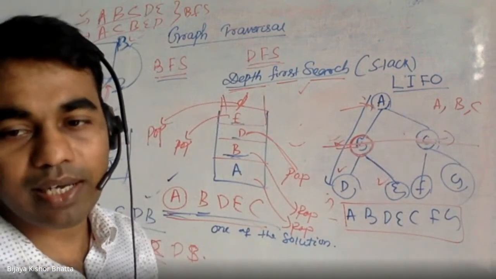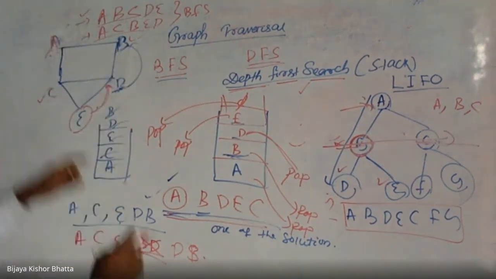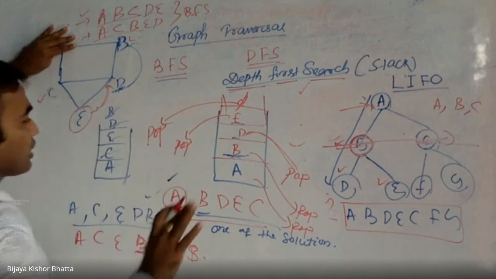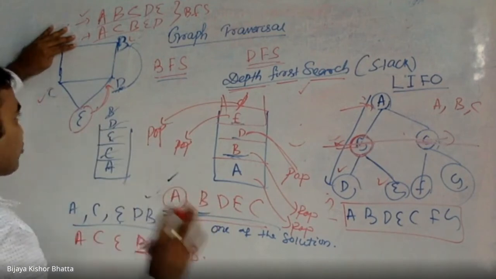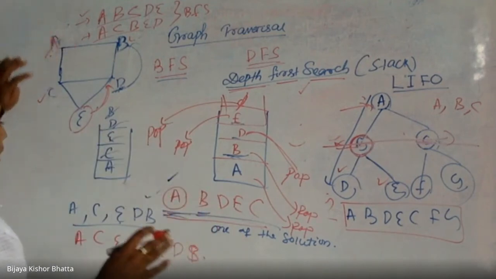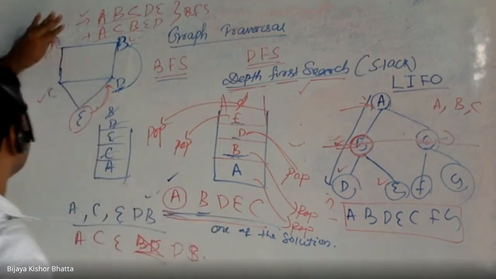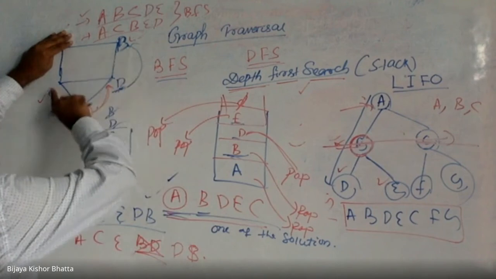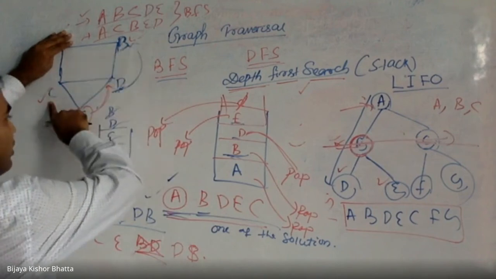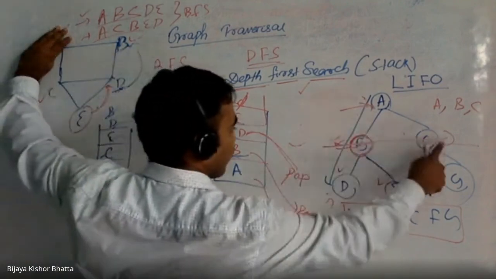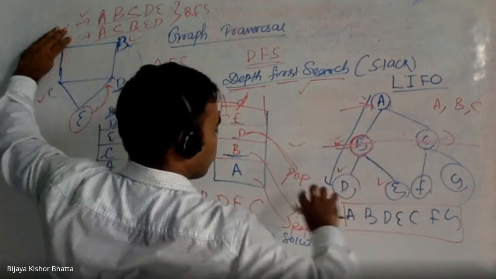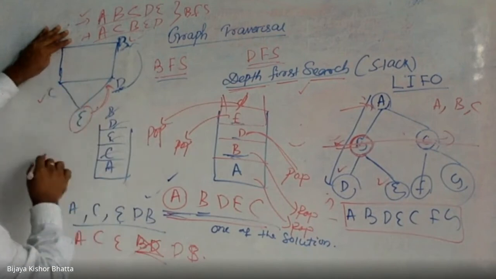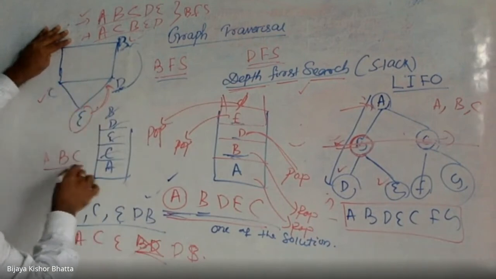B and C are adjacent to vertex A. Although B and C are not related, they are adjacent, right? So that's where the difference is. Try to understand BFS. Let's focus on BFS first. When I'm processing A, I will process all the vertices which are adjacent to A. For A, B and C are adjacent. That's why I'm processing A, B, C.